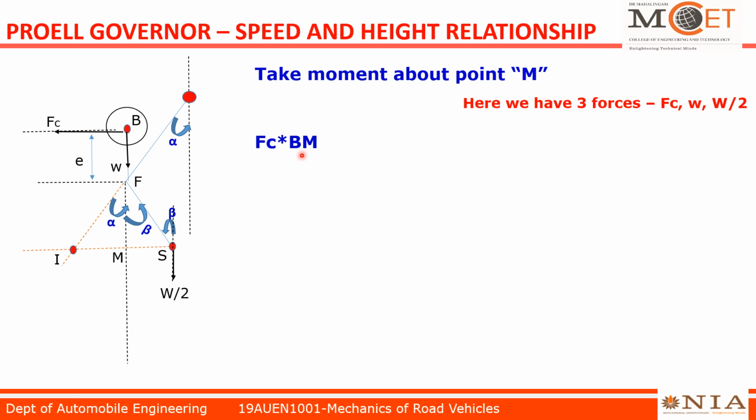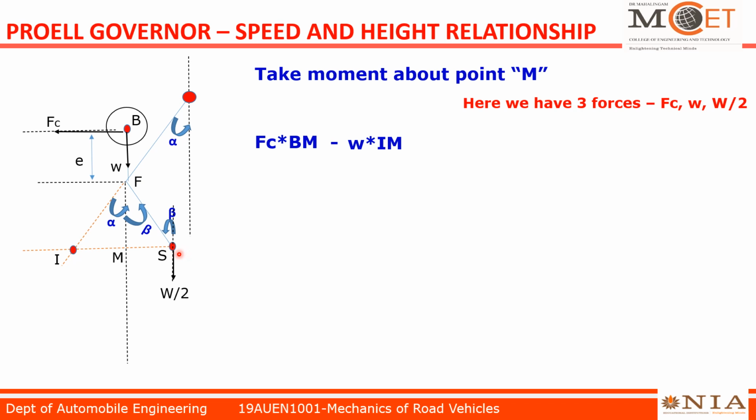Fc into Bm. I take anti-clockwise direction as positive. Second force is the weight of the ball. It is in downward direction, that is vertical direction. The vertical distance is about point M, Im. Because it is downward direction, the vertical distance will be Im. It is clockwise direction, so I just take it as minus.